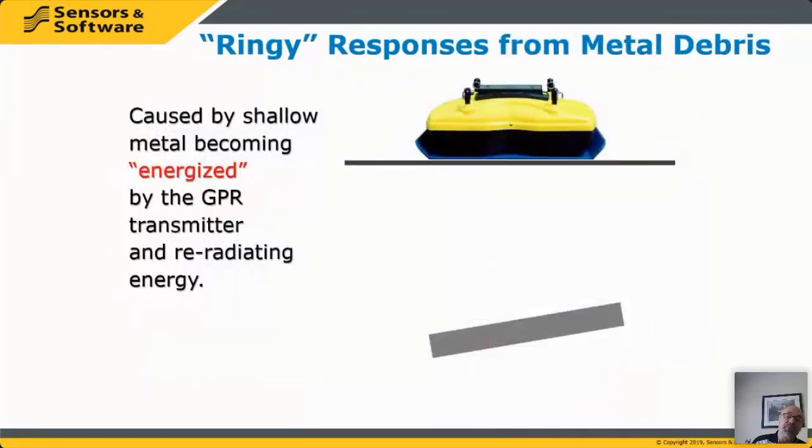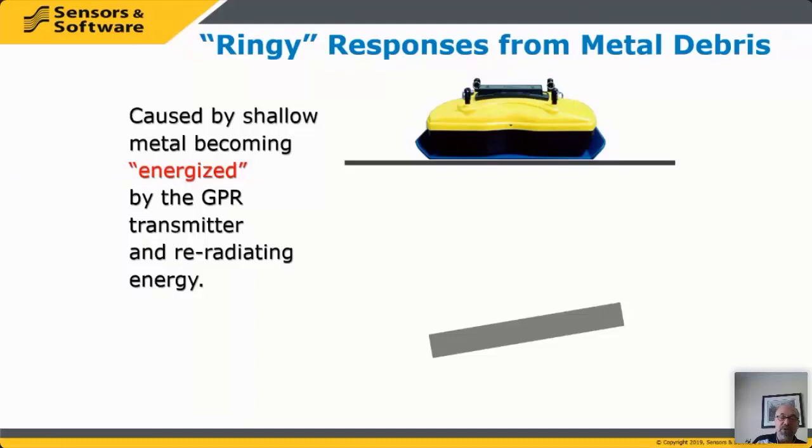The other type of ringy response that you get is from metal debris. I'm sure a lot of people have seen this. A lot of people know this theory, but I think it's useful for me to talk about it again. When you have shallow metal, metal that's either on the surface, maybe visible, or just under the surface, and in my experience the metal has to be within about 18 inches of the surface. Deeper than that, this effect doesn't seem to occur as readily, or it's not as easy to see.